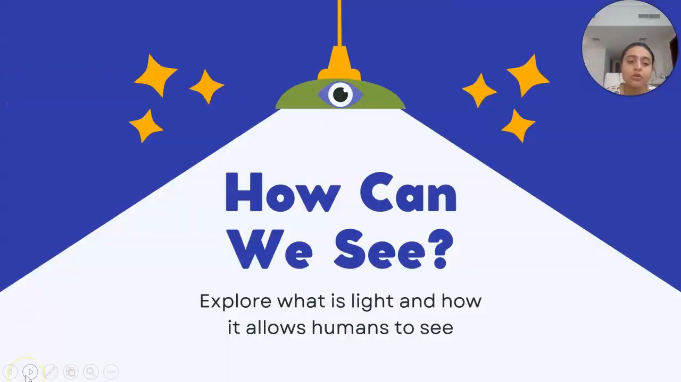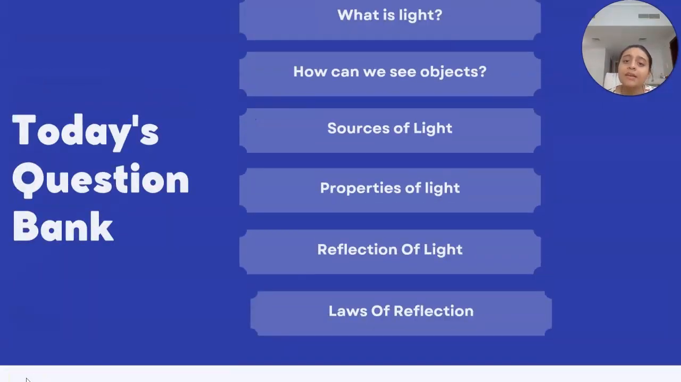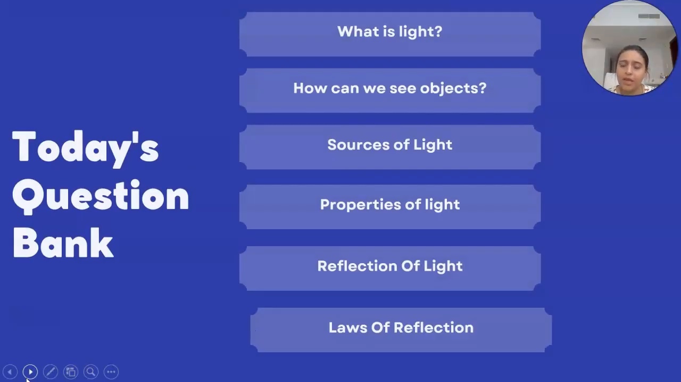All right. So, very first question is, how can we see? Yes, we can see through our eyes. We are going to explore what light is and how it allows us humans to see certain things. Okay. So, if you imagine that you are in a dark pitch room, can you see certain things around you? No, we can't. All right. So here we need light.